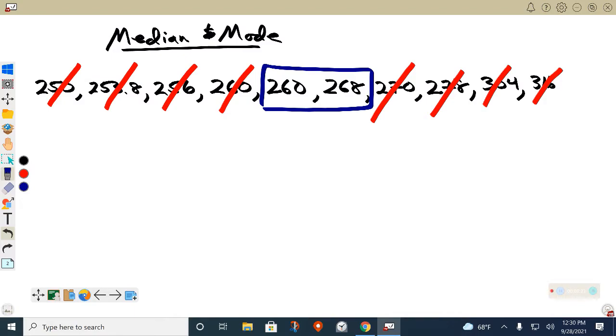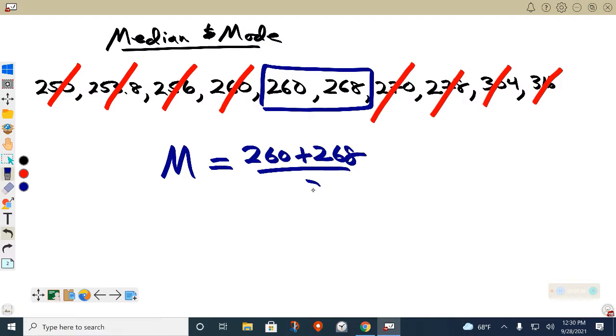But if you don't have an exact middle number because you have an even amount of numbers, there's 10 cars, there is no middle number. You have to take the two middles, add them up and divide by 2. Watch. So put capital M for median, 260 plus 268, divide that puppy by 2.